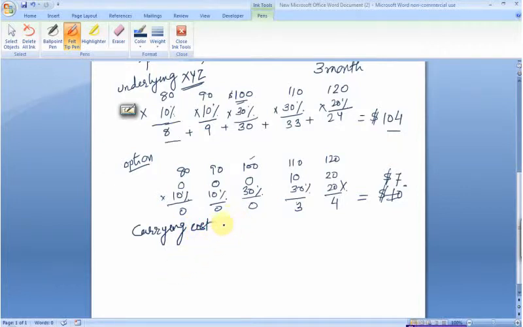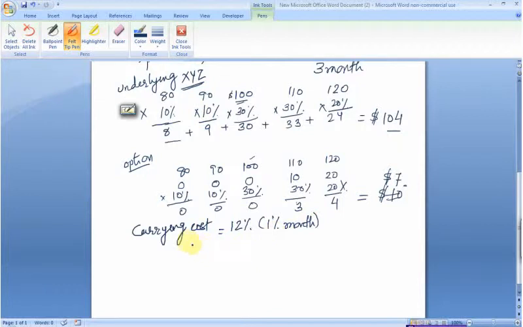A carrying cost is, suppose that I don't have money right now to buy this option. I don't have any money and I take a loan from the bank to buy this option, and the bank has an interest rate of 12% for lending me this money. So that would be 1% per month.